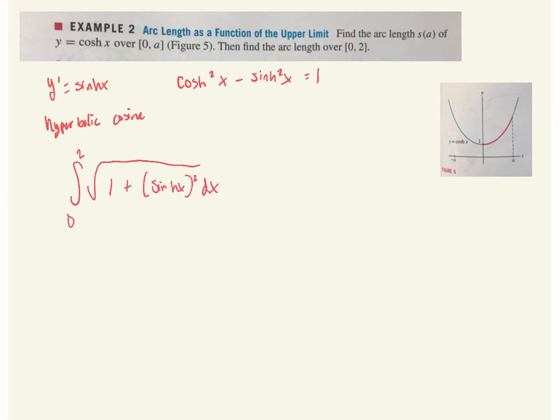You can put this right into your calculator, at least on Desmos I was able to. I didn't investigate the 83s, 84s and find out the process for that, but I would assume that it's capable. But I did go through and do this one a little bit more by hand. So under the square root, we have 1 plus sinh squared of x, which is equivalent to cosh squared of x.